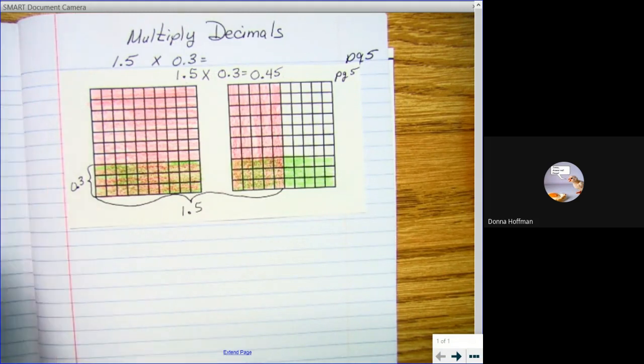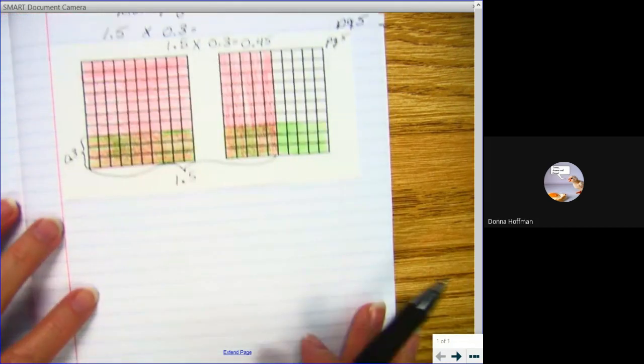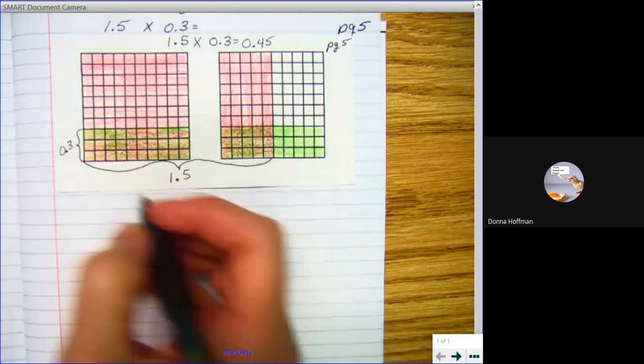Okay, now we're going to do the algorithm. That's the way you model it. Now I'm going to show you the algorithm, okay? Multiplying decimals.